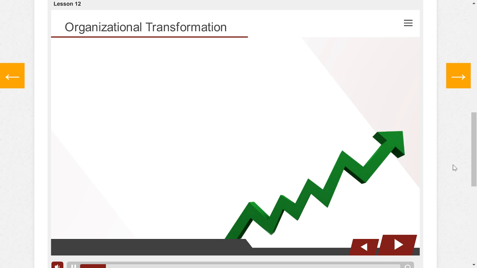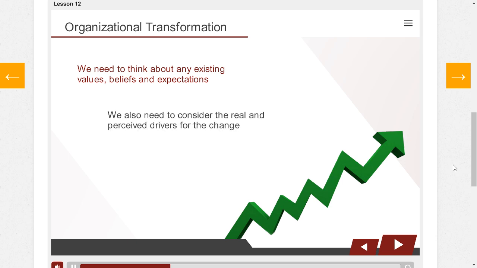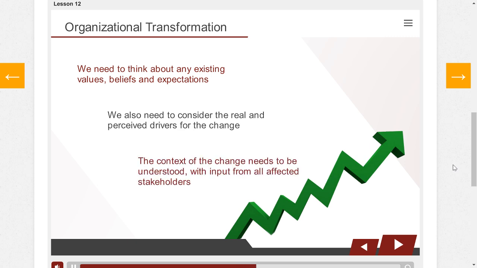To understand our why, we need to think about any existing values, beliefs, and expectations. We also need to consider the real drivers for the change and question if they are the same as the perceived drivers. The context of the change needs to be understood, including business strategies and goals, organizational tolerance for risk, and organizational capabilities and resources. We should get input from all affected stakeholders.